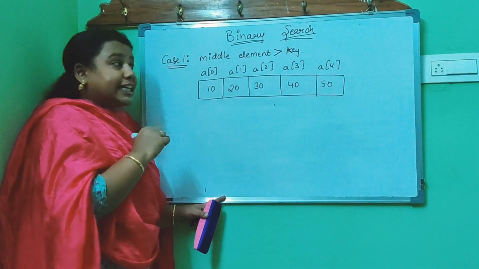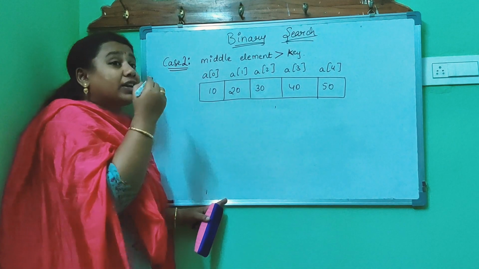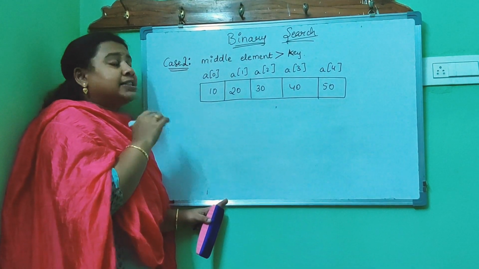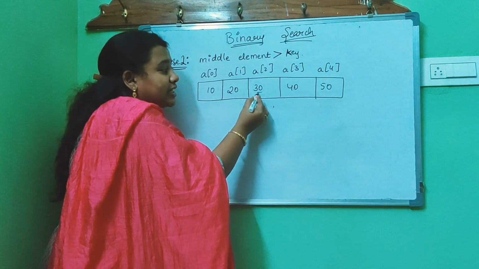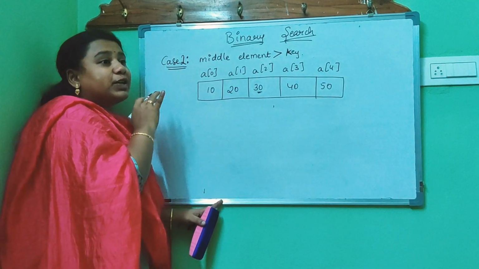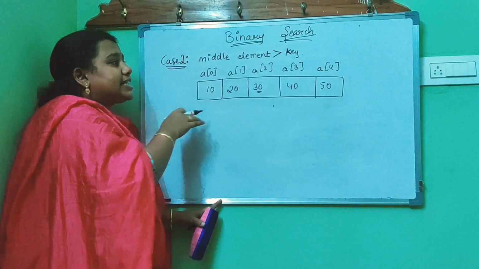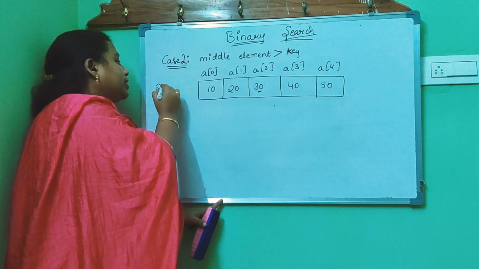Now we will go for the second case. What is the second case? What if the key is less than the middle element? We already understood that the middle element is 30. Now we will try to find a key element that is less, so 20. I will try to find the key element 20.